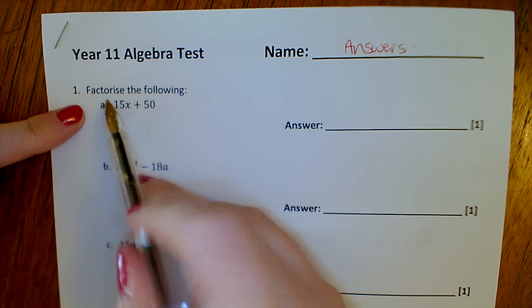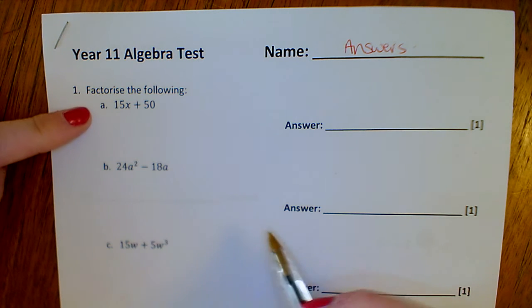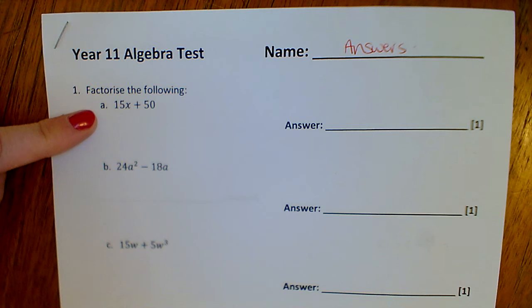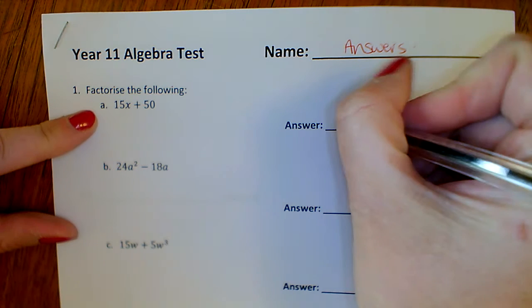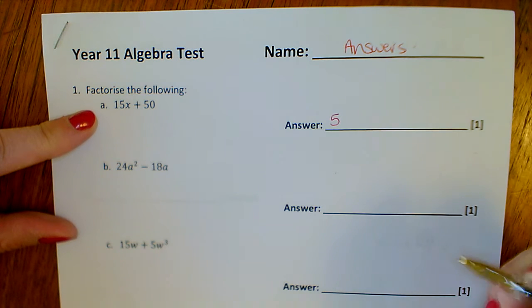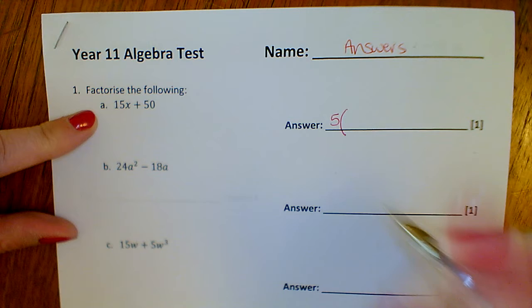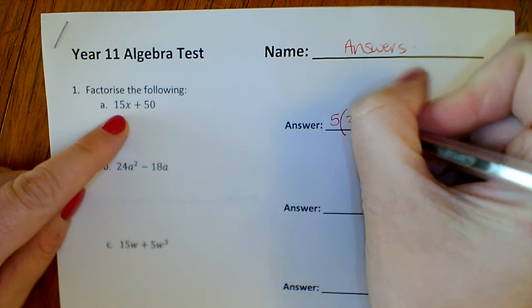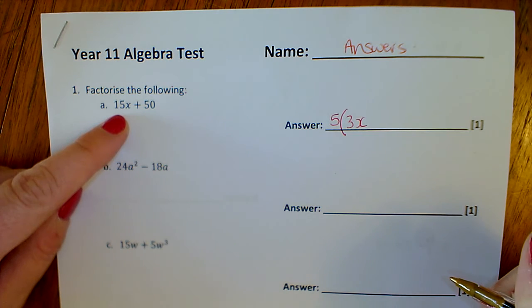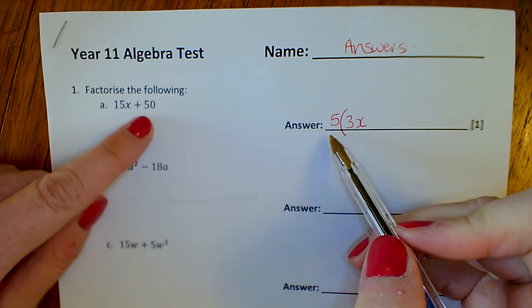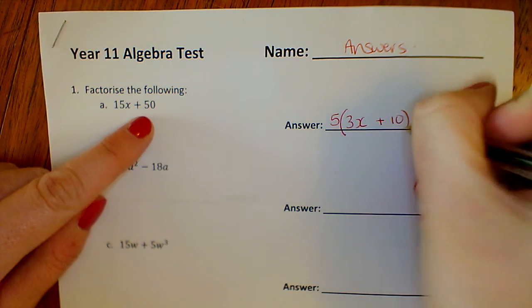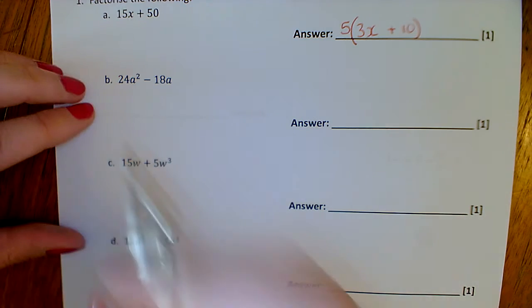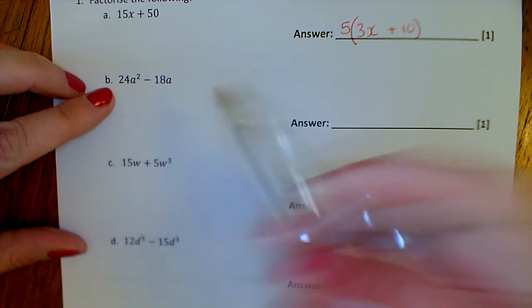So we want to factorize. So remember, factorize means to put into brackets. So we have 15x plus 50. So we need to take a number out that will go into both 15 and 50. So the biggest number that goes into both will be 5. So then you have to say, well, what do I have to multiply 5 by to get 15x? You multiply it by 3x. What do I have to multiply 5 by to get 50? Multiply it by 10.